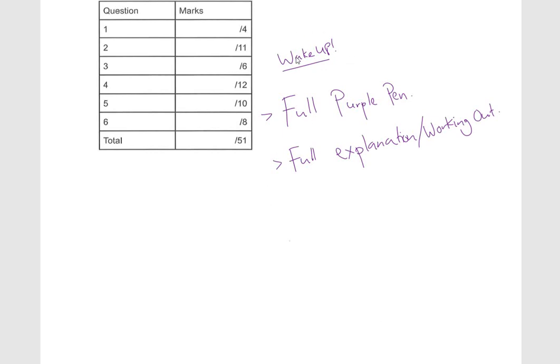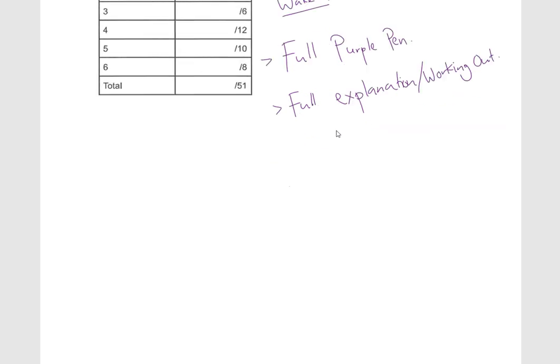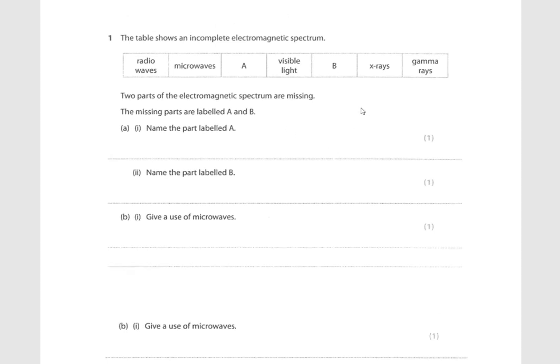Now make sure that you're fully awake for this and you have your verb band ready for full verb band, full explanation for working out. We want to know if we get something wrong, what can we do in the future to fix this up. Now let's get started. The first question about EM wave.